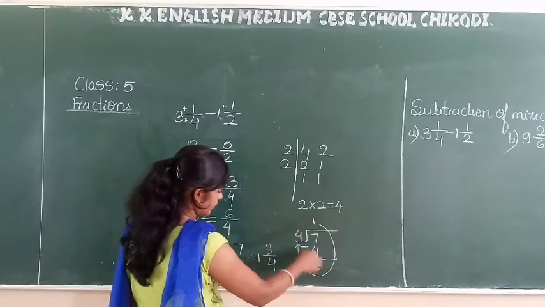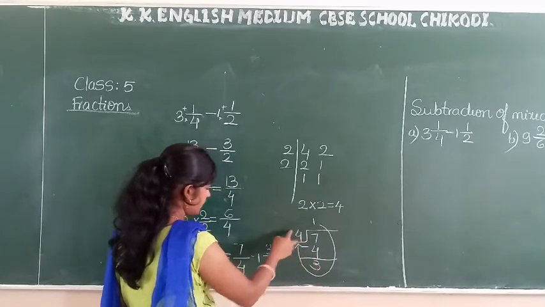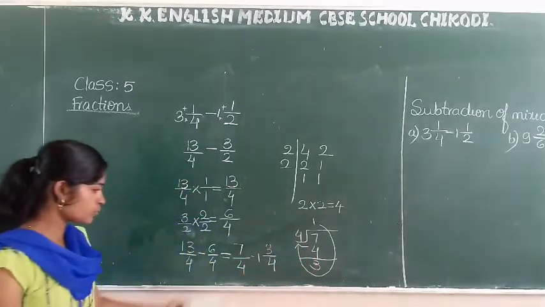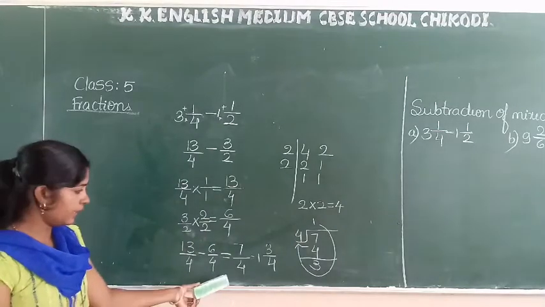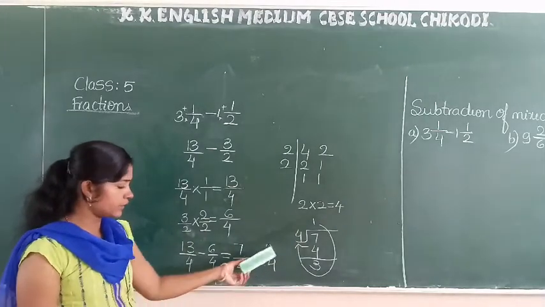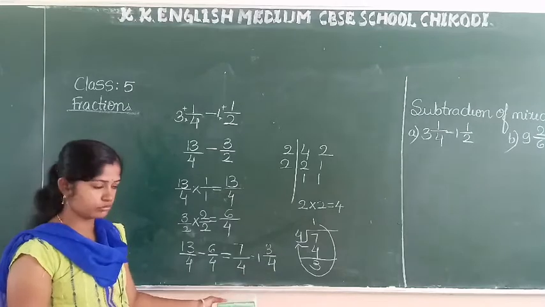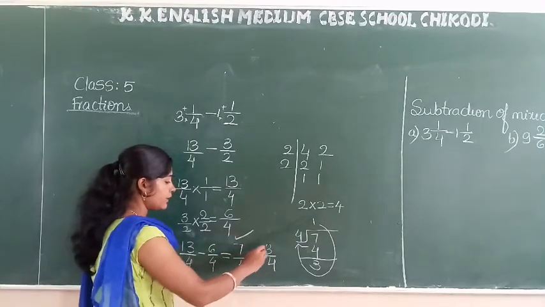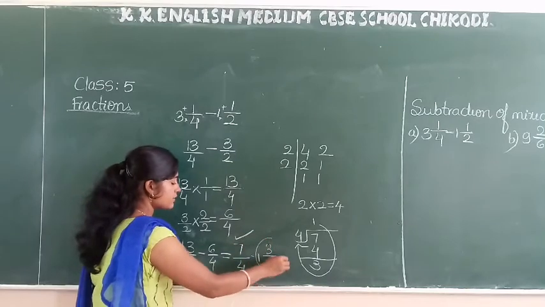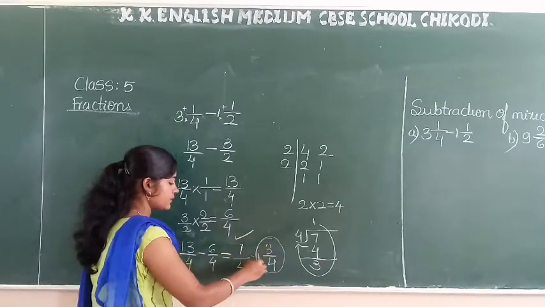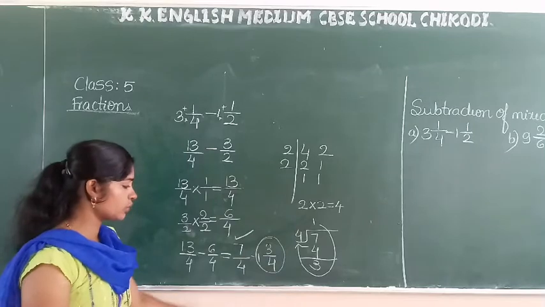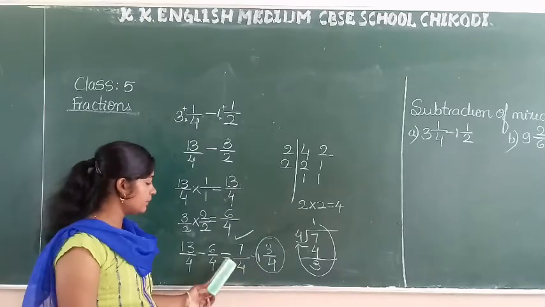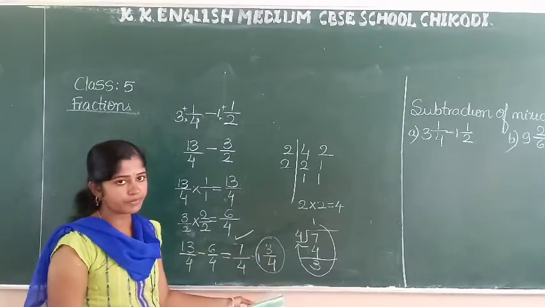1 integer 3 by 4. See here, this type you have to solve. 7 by 4 is there, and here you have to write 1 integer 3 by 4. If you write this, it is also correct, but maybe your answers are there in mixed fractions. At that time you have to convert them from improper fraction to mixed fraction.